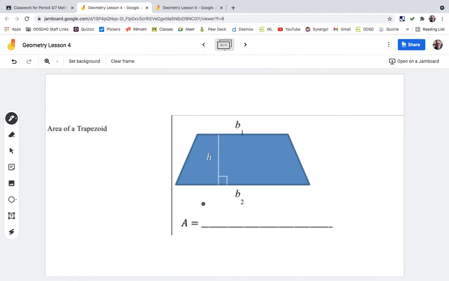Okay, the area of this trapezoid is base 1 plus base 2 times the height divided by 2. And since we don't have any numbers on this, that's all we can do on that one. Just write the formula.